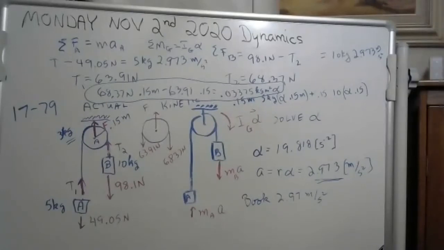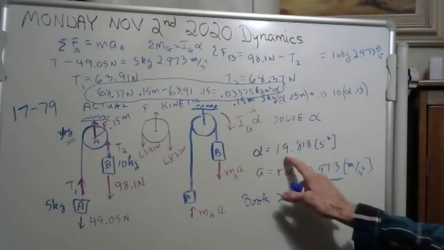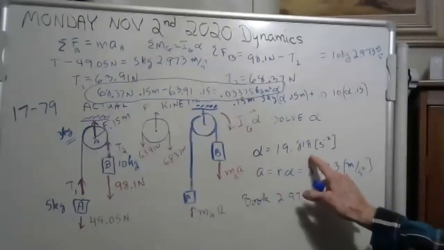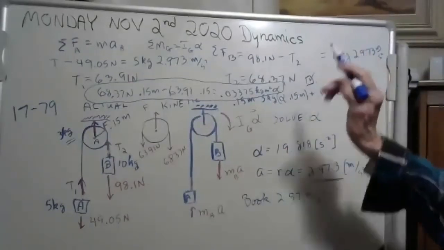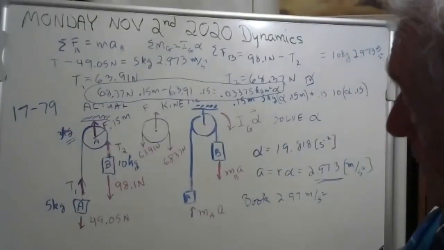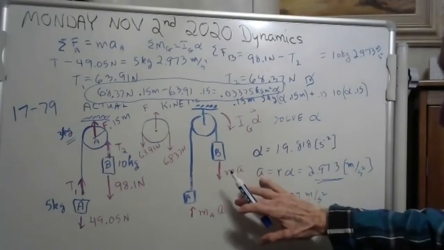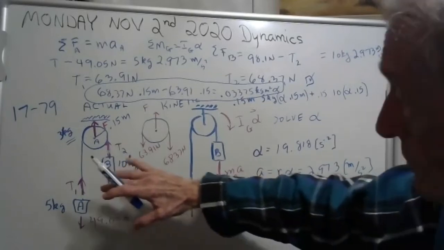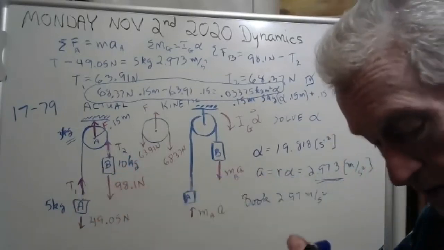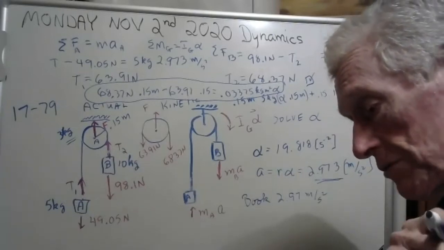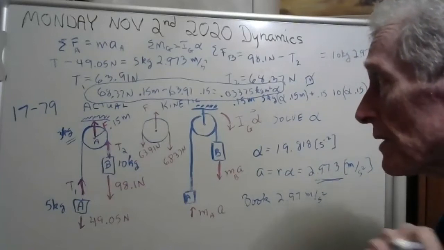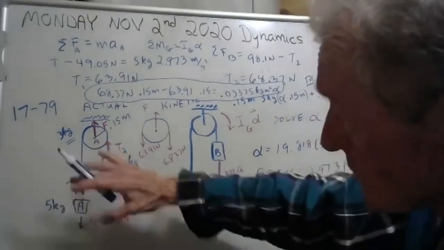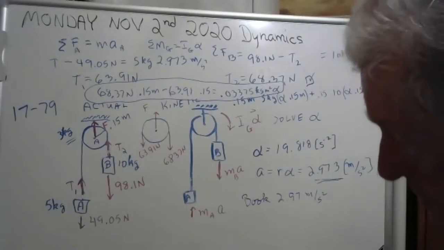I'm getting 19.82, which is rounded off the same as our alpha. So check. We've got everything correct. We have our alpha, we have our A, we have our tensions, only they're different. And what I told you before, that they're the same, they would be the same if this was a massless, frictionless pulley, but it's not.